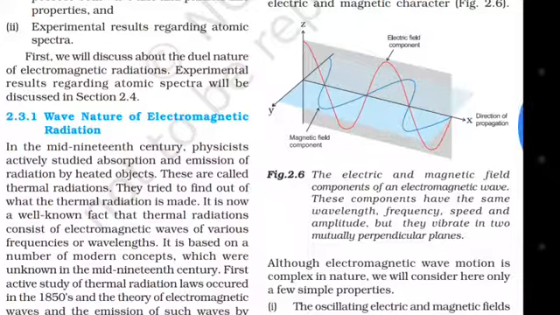Okay, friends, observe this figure yourself. In this figure we can see that the electric field component is shown as vertical, and the magnetic field component is shown in blue color and is horizontal, and the direction of propagation of both of these is perpendicular to both the electric field and the magnetic field.